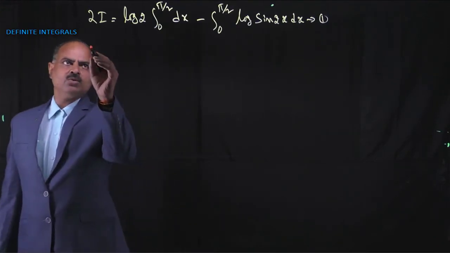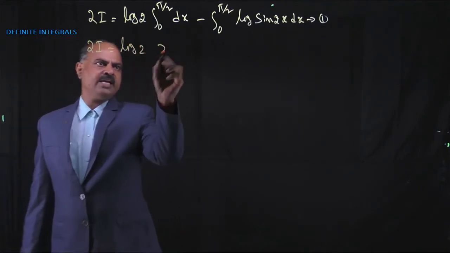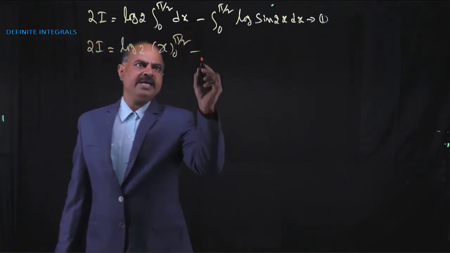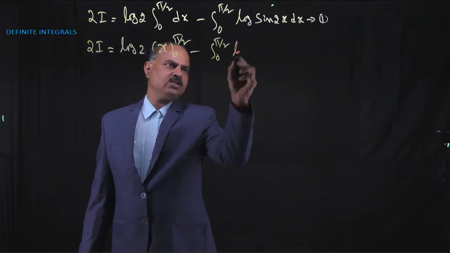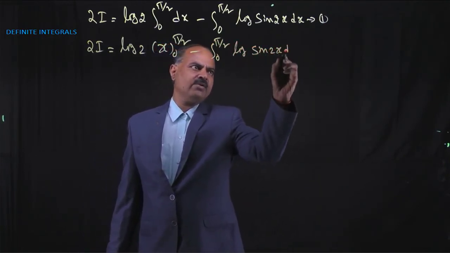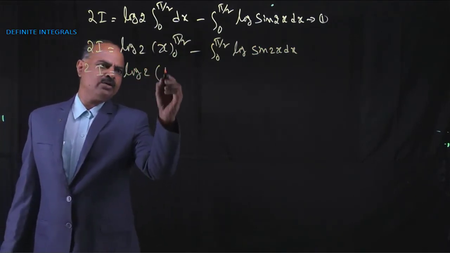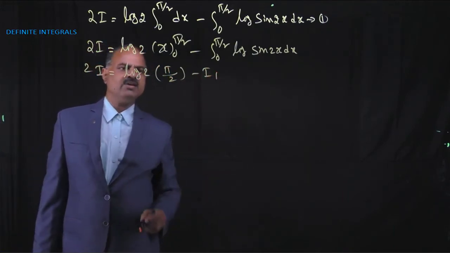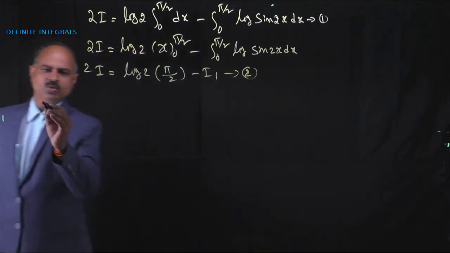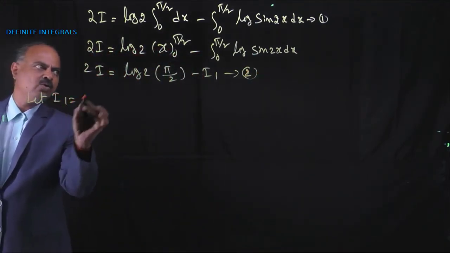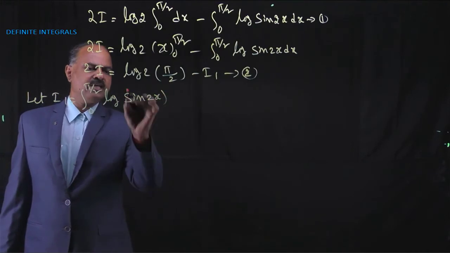Now 2I equals log 2 into integral dx, which is x with limits 0 to pi by 2, minus integral 0 to pi by 2 of log sin 2x dx. Now that is 2I equals log 2 into pi by 2 minus I1. So this is equation number 2. Let I1 equal integral 0 to pi by 2 of log of sin 2x dx.